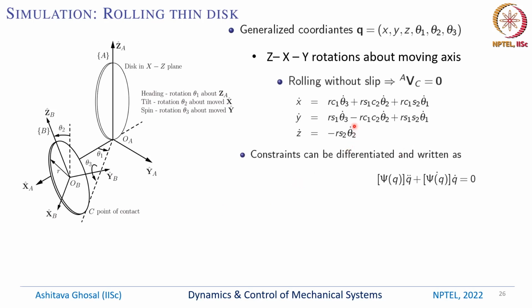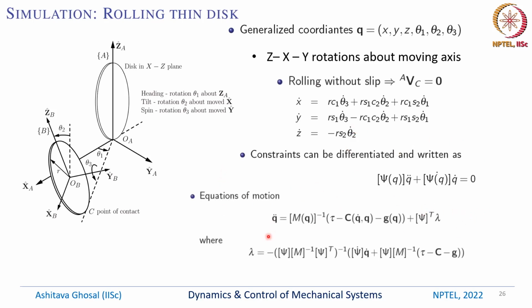So these constraints can be differentiated and written in this form. Again, this is repeating; we have done this earlier also. And then the equations of motion are given by q double dot equals M inverse times tau minus C minus G plus psi transpose lambda. The lambdas are the Lagrange multipliers introduced for these three constraints. We can solve for that lambda with this long complicated expression involving psi, M inverse, psi transpose, and then the whole inverse, and so on.